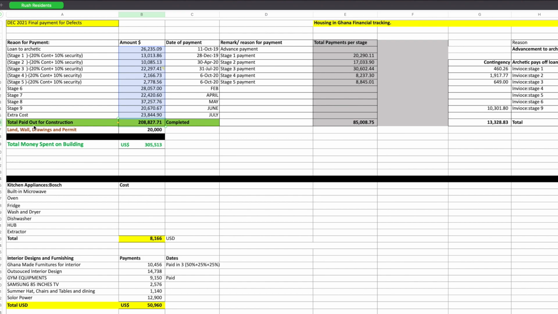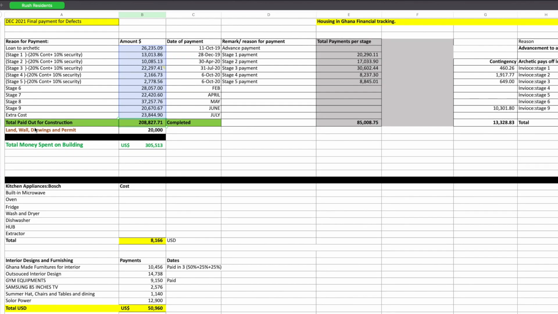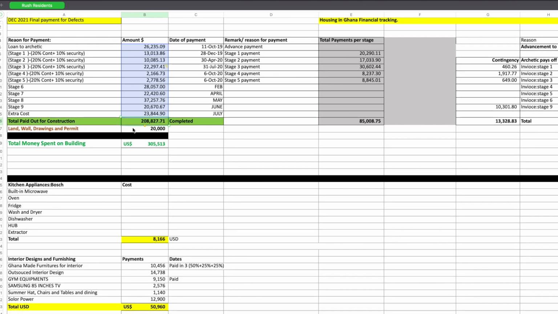So in total, I paid this for construction, and that was about $208,000 and some change, as you can see here. And before the architect came in, I had already bought the land. I did some of the wall already, and the drawings and the permit that I paid for were not included, so you allow $20,000 for that, and you probably have like $228,000 and some change for the construction.